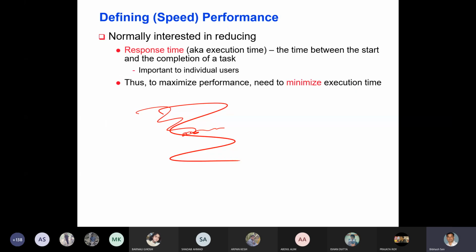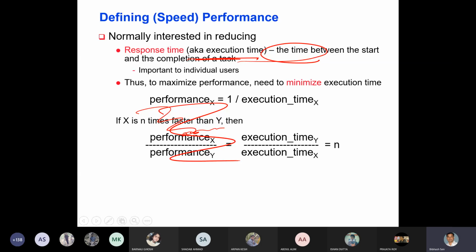But normally we are interested in reducing response time. Response time is the time between the start and the completion of the task. Why am I telling you that response time is another very important point? You will gradually understand. Suppose it is your CPU, and you have submitted a request. Until you get the final output, you will wait. So the time between the submission, that is the start, and the completion of the task, that means start and finishing.